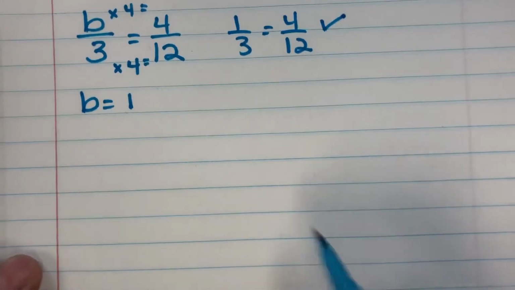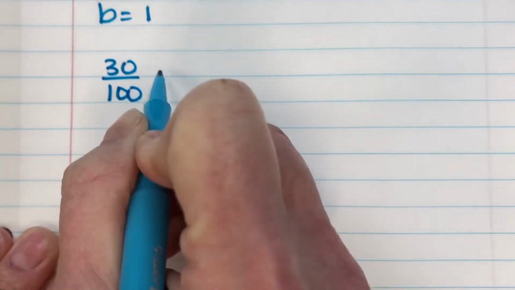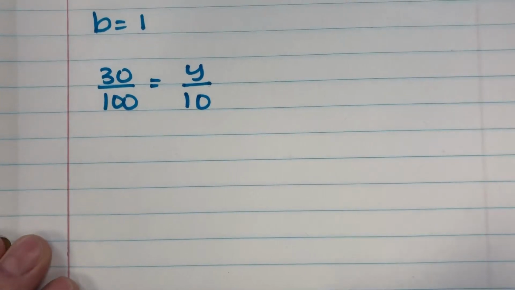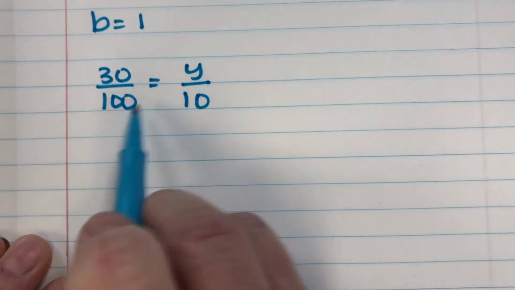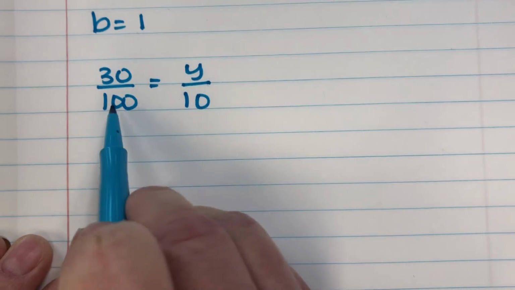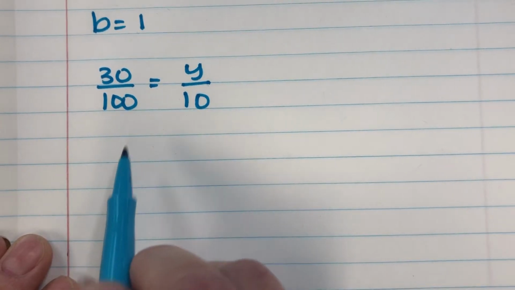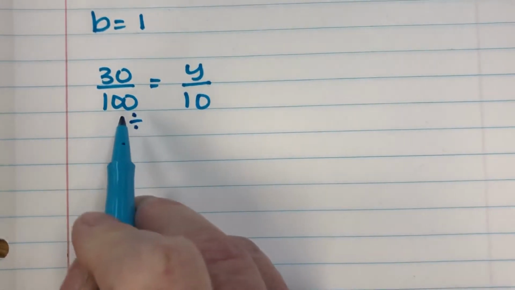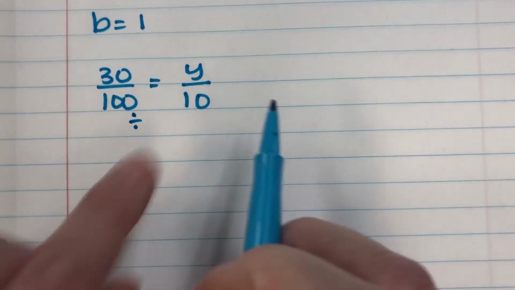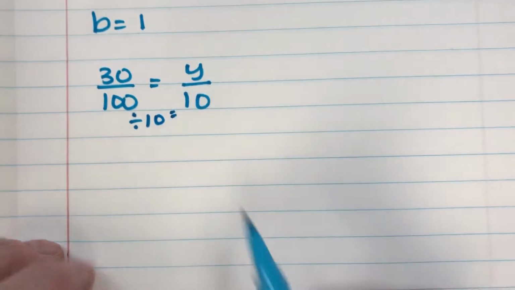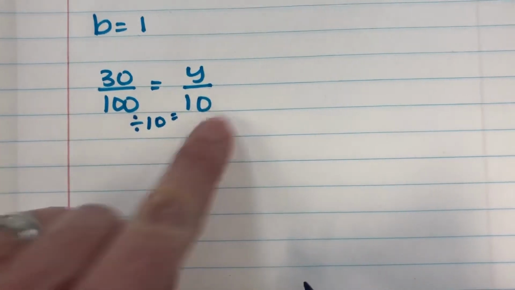All right, let's try one more of those. 30 over 100 equals y over 10. So now in this one, I'm noticing I'm given both denominators. I'm going to ask myself, how do I get from this one to this one? I'm going from a larger to a smaller. So if I wanted to go from left to right, I would have to divide by, I'm thinking, what would I divide by? Well, I could ask myself, 10 times what is 100? And the answer is 10. So 100 divided by 10 is 10.